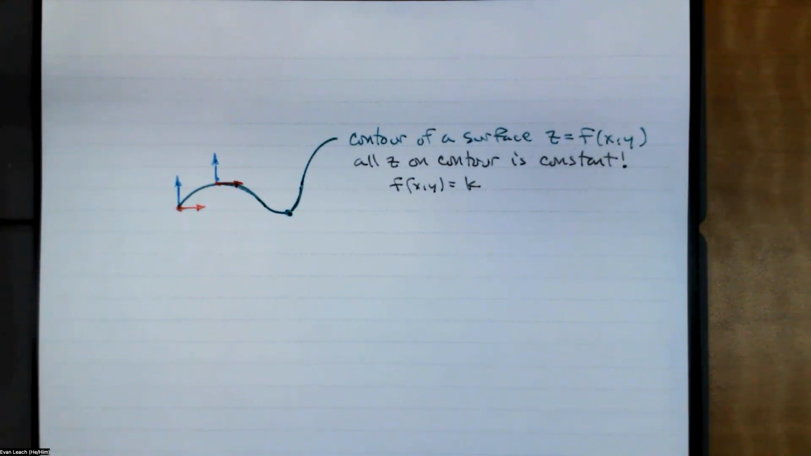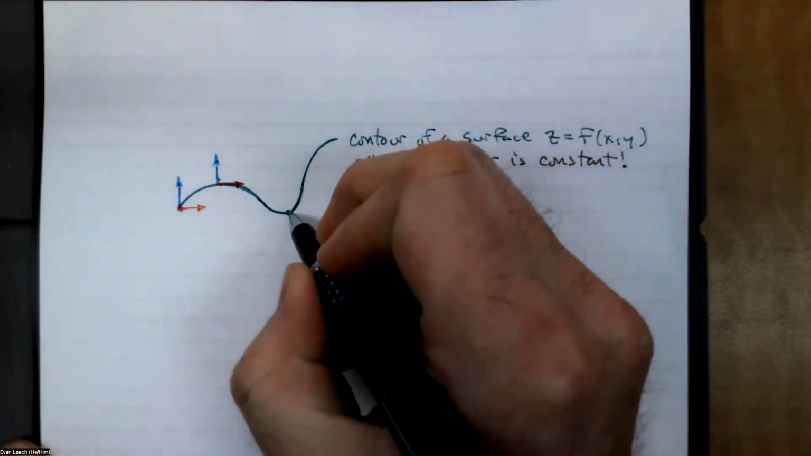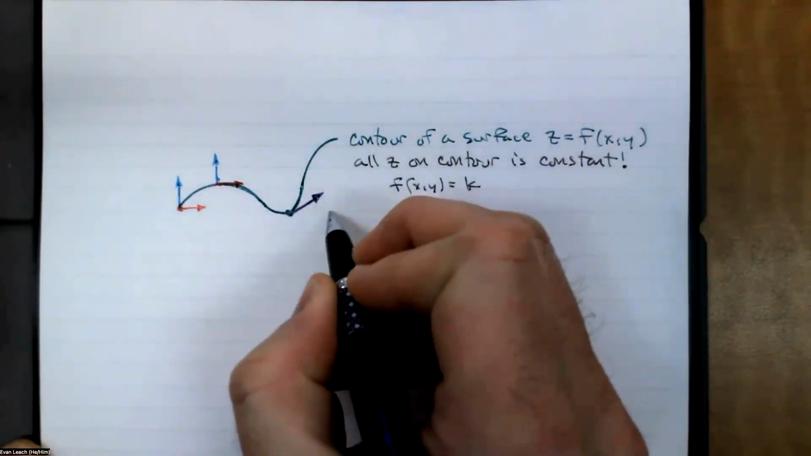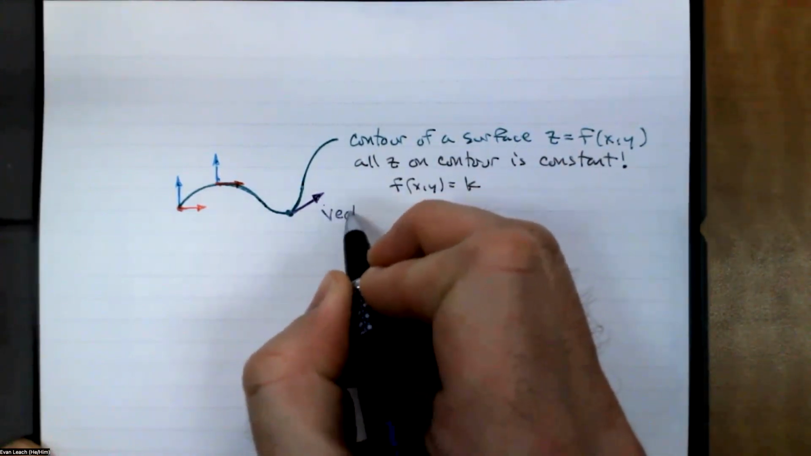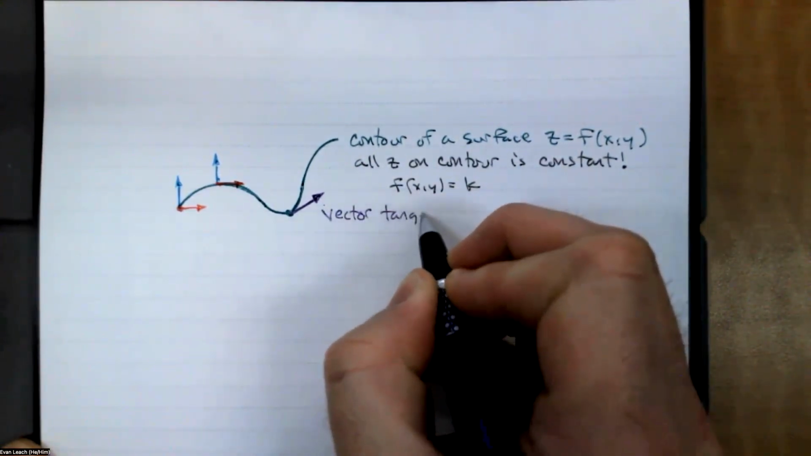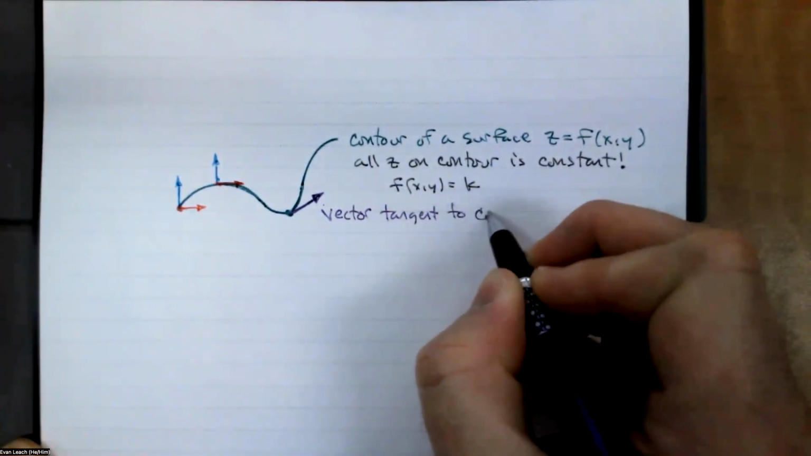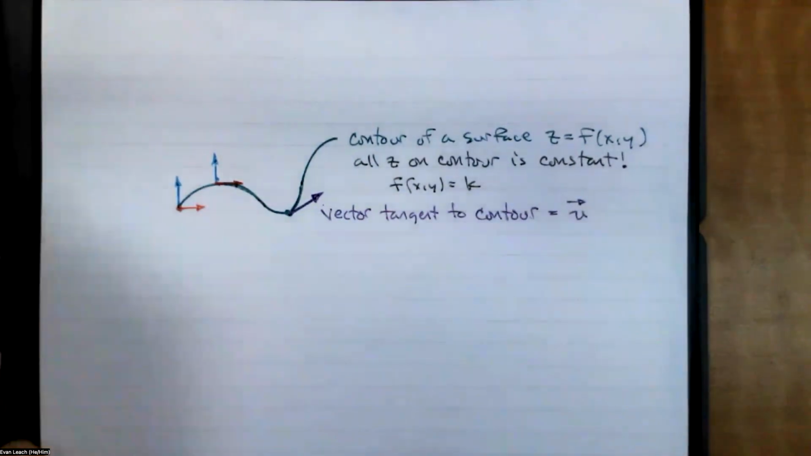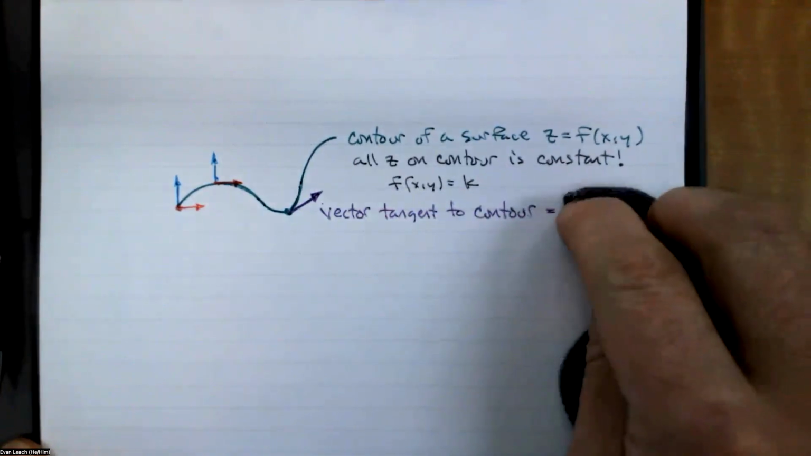What I want to do is look at this point here and think about what's going to happen. What should my derivative be in the direction tangent to the contour? So I want to put, imagine a direction tangent to the contour. So this is going to be a vector tangent to the contour. Oh, I can't use u. That becomes inappropriate really fast.